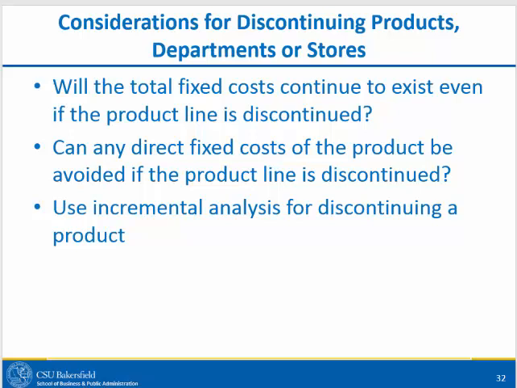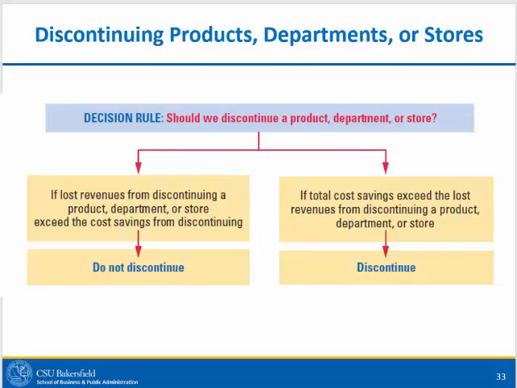And next, we can use incremental analysis for discontinuing product decisions. We can take a look at all these issues, and probably they don't make a lot of sense to you right now. But eventually, when we come to a particular question, we will really see that. So now the decision rule becomes very clear.